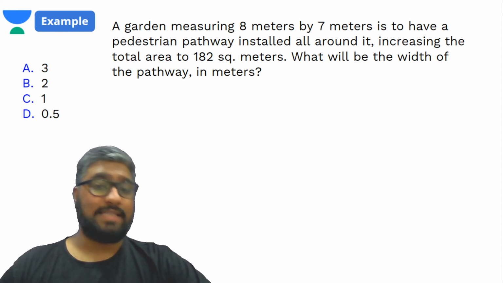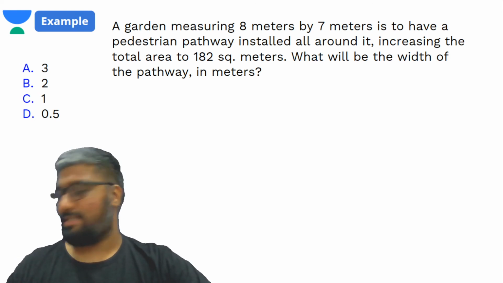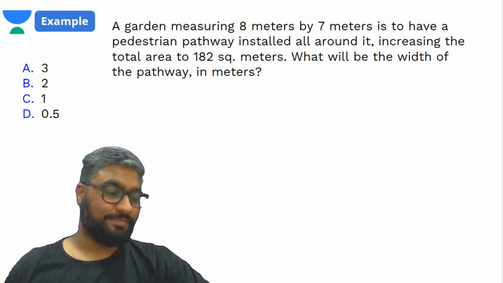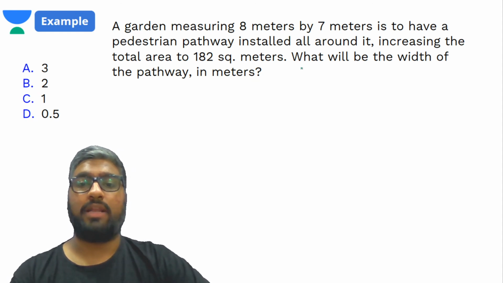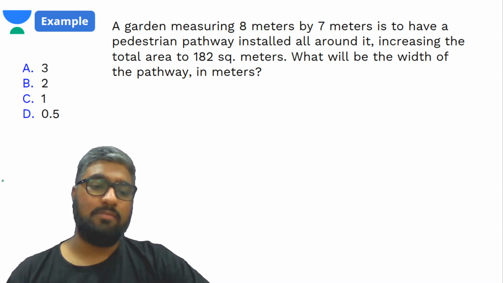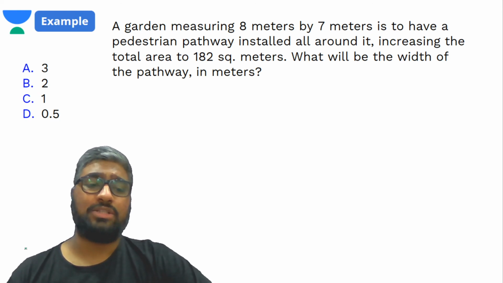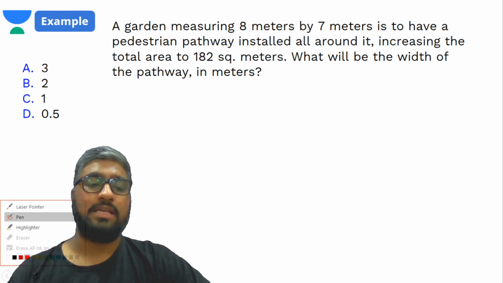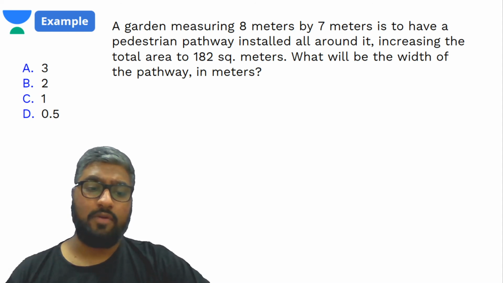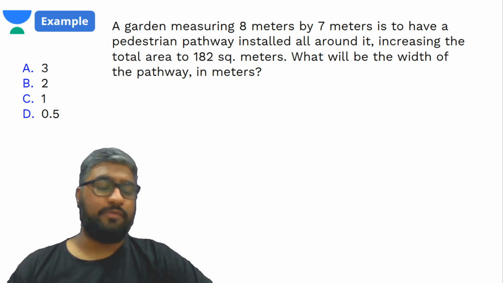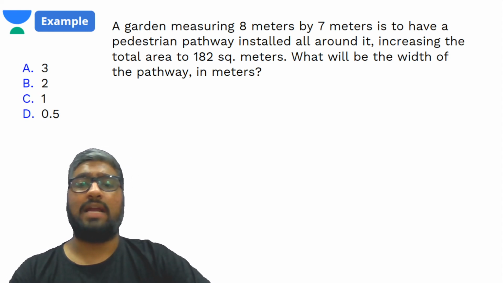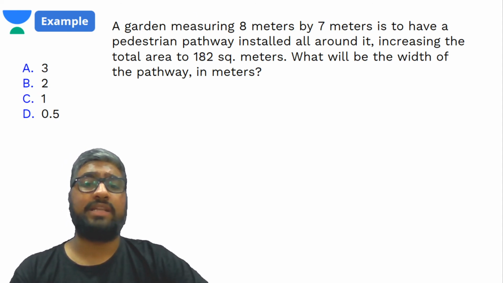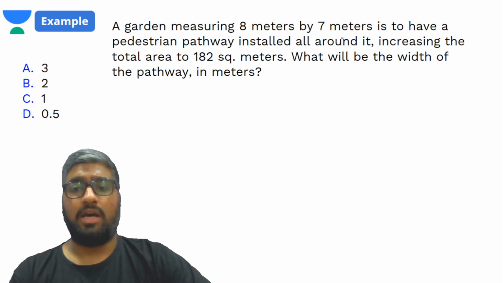Quickly try this out. Let's see if you can answer this real soon. So what is given here? Whenever you see the question is long, in most cases it actually has a lot of trivial information. So read the entire question, of course, but then focus on the most important things. So there's a garden that measures 8 meters by 7 meters, and it is to have a pedestrian pathway installed all around it.